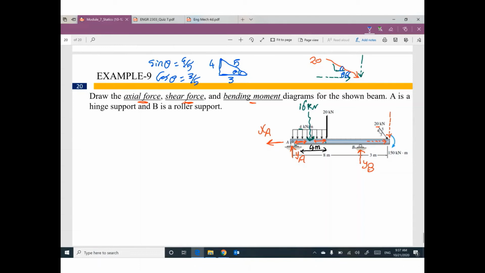This component, which is adjacent to the angle theta that you selected, will be 20 cosine. This one will be 20 sine. What is the value of sine? 4/5. This component will be 16. What is the value of cosine? 3/5. So 20 times 3/5, this one will be 12. So the horizontal component is 12. The vertical component is 16 kilonewton.